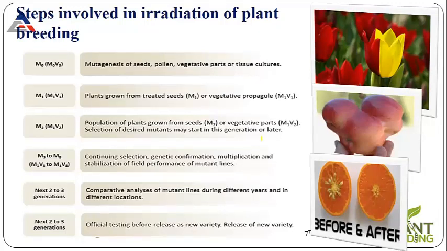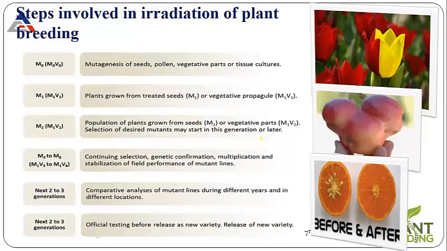Mutagenesis of seed, pollen, vegetative parts or tissue culture, plants or completed seeds or vegetative propagules. Vegetative propagules are written as M1, V1 and treated seed M1. Population of plants gives seed M2 or vegetative parts V1, V2. Selection of desired mutants may start in this generation or later. Continuing selection, genetic confirmation, multiplication, and stabilization of field performance of mutant lines. Comparative analysis of mutant lines during different years and different locations. Then official testing before release as new varieties.